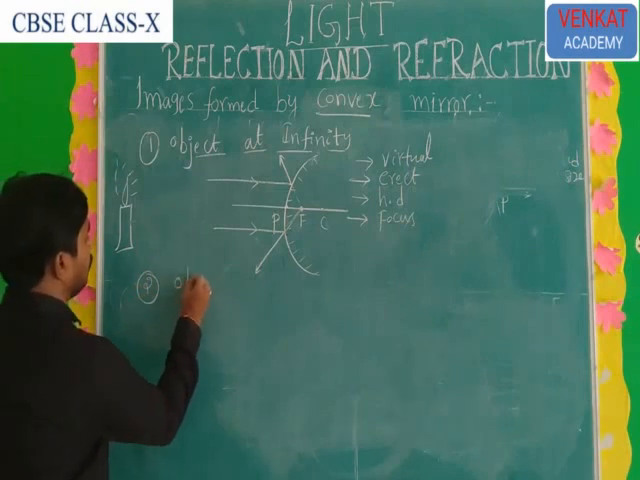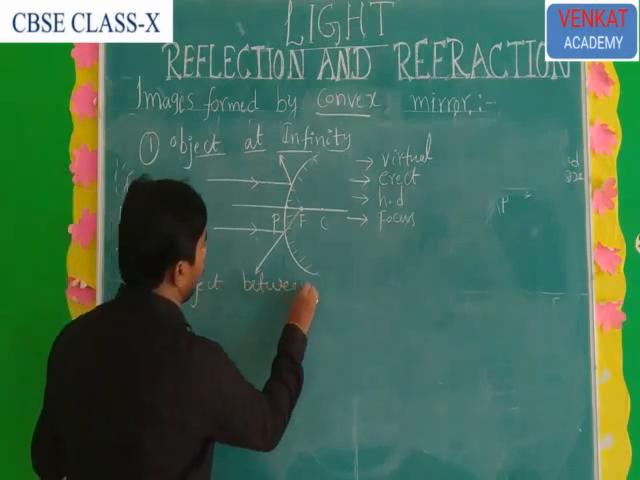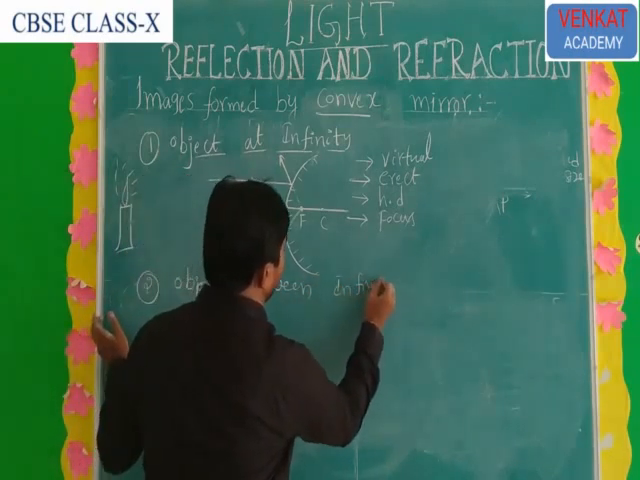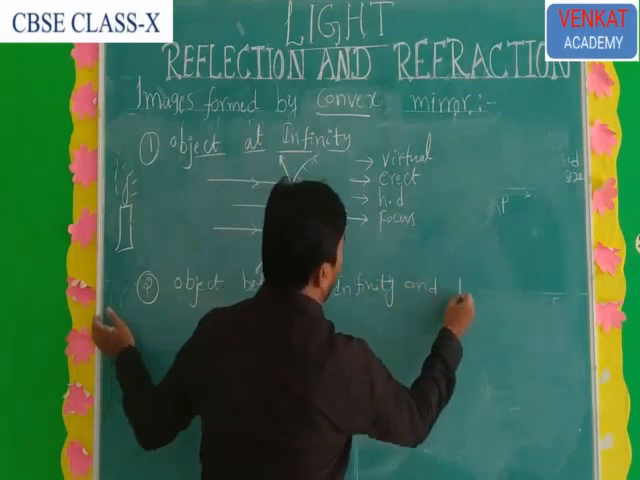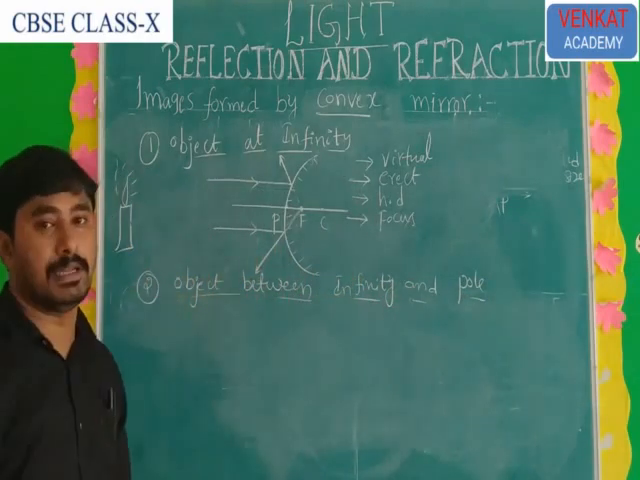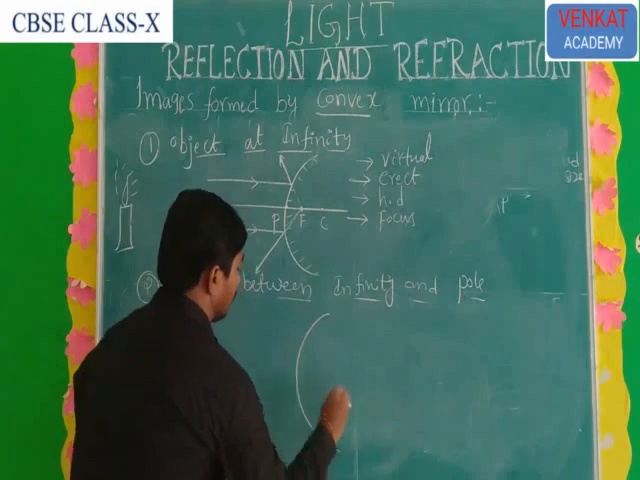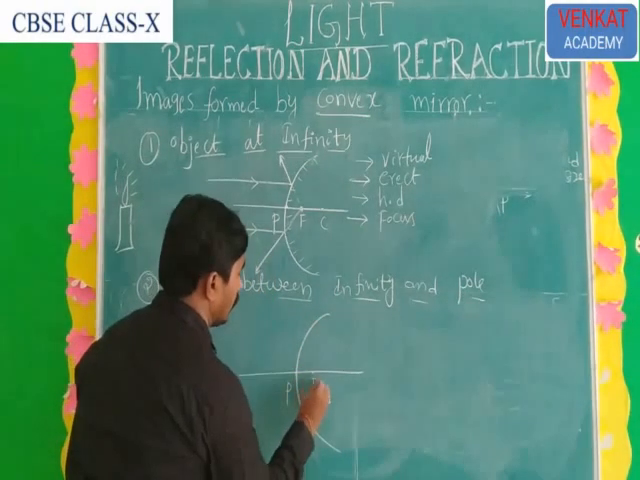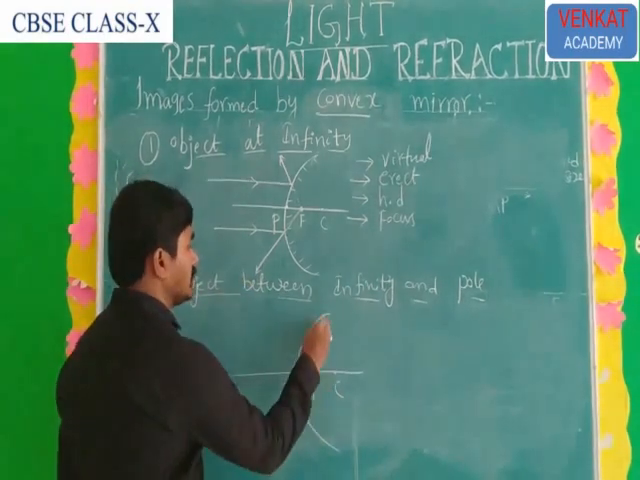So object between infinity and pole. So this is our second condition: object between infinity and pole. Yes, right. So take a convex mirror. So pole, focus, center of curvature. Pole, focus, center of curvature. So this is the pole.